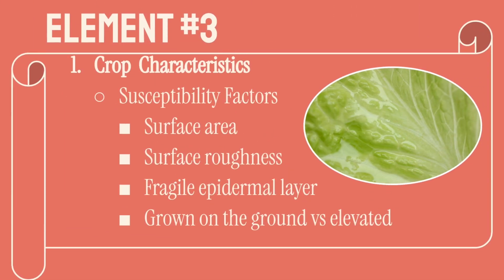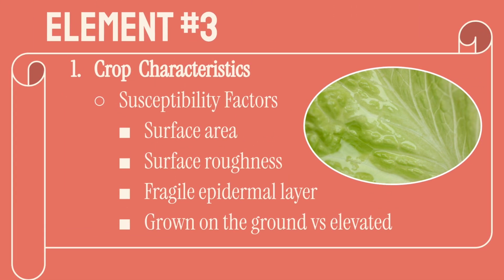The third element requires you to evaluate the crops you are growing. Think about the factors that could make your crop more susceptible or less susceptible to contamination. Some factors to consider are surface area, roughness, fragile skin, waxy texture, or growing method.